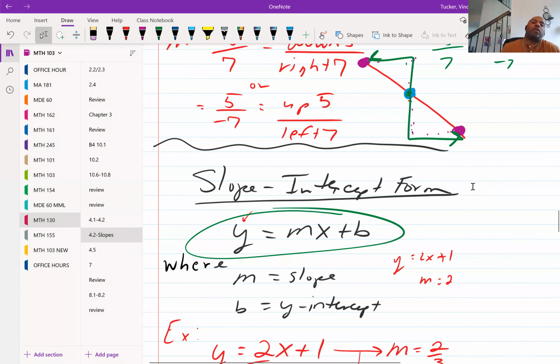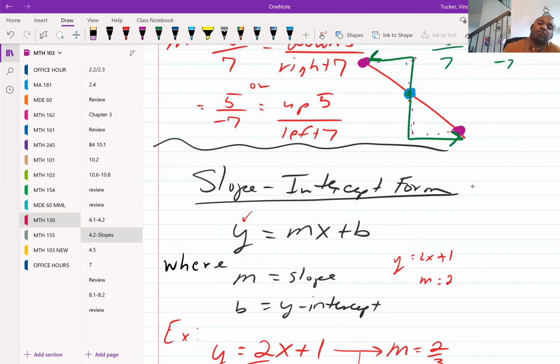All right, so what's also going to help us to be able to graph is if we put our equation in slope-intercept form. In other words, if your equation is solved for y, the number that's attached to x, the number that's sitting in front of x is your slope, and the other number is your y-intercept.